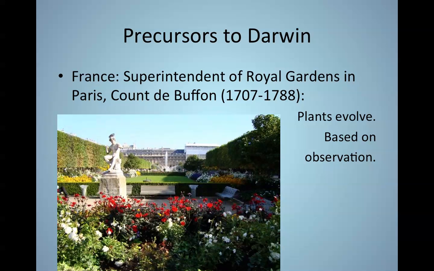For example, in France, we have the superintendent of the Royal Gardens in Paris. And if you've ever been to Paris, and I encourage you to go, you know that the French love their gardens. And this has been going on for quite some time. And this Count de Buffon in the 18th century noticed in all of the work he was doing tending to royal gardens, developing them, giving them extraordinary care, that plants evolve. They change. And he noticed this change. And it was change that he could understand, and he even documented it. And this was based on empiricism, based on observation.